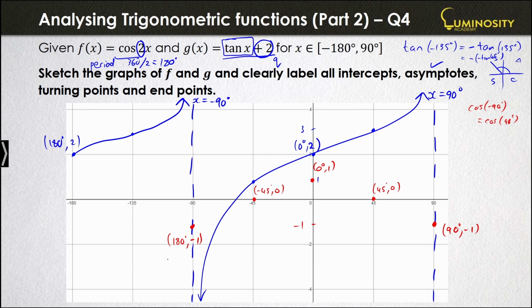At negative 135, you're going to get cos of negative 270, which is the same as cos of 270 degrees. That's going to give you 0, so that's another intercept. And then at negative 180 degrees, you're going to get cos of negative 360, which is cos of 360, and that's 1. So that's an endpoint there, negative 180 degrees, 1. So we can now connect this graph as follows.